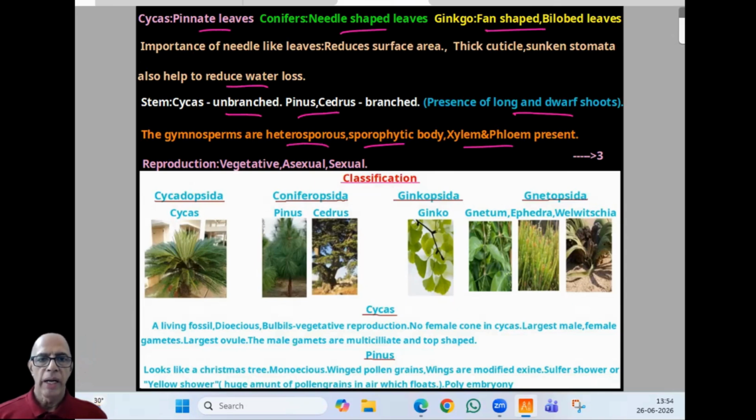Below it, we can find different gymnosperms. In classification, there are Cycadopsida, Coniferopsida, Ginkgopsida, and Gnetopsida. With the plant's name and plant's habit, everything is given there, so it will be easy for you.